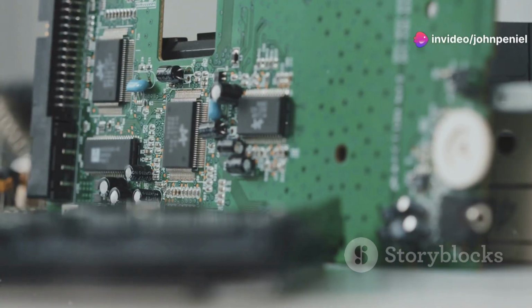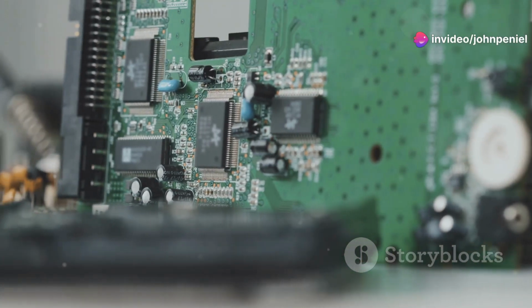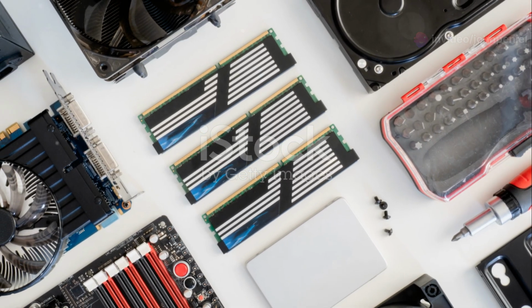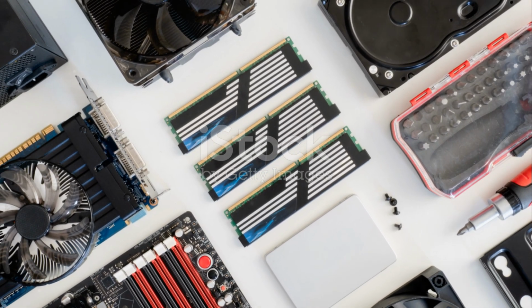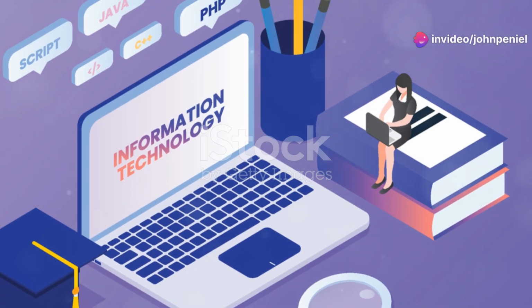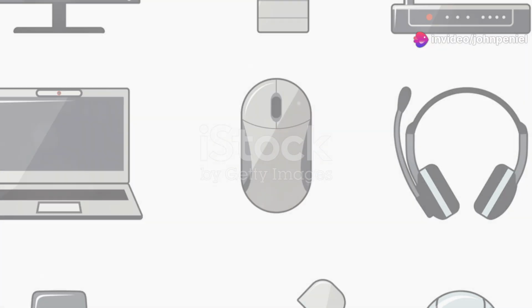In the following sections, we will delve into the key components of information systems. We will explore hardware, software, data, people, and processes. Understanding these components is crucial to grasping the power and impact of information systems in our modern world.